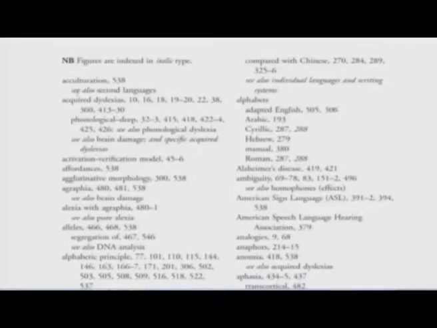You will also see that some suggestions are also given. For example, under acculturation, it says see also second languages. That section is not here, but when you go to the entry second languages, there again page numbers are mentioned, and when you go to those specific pages, you find more information.